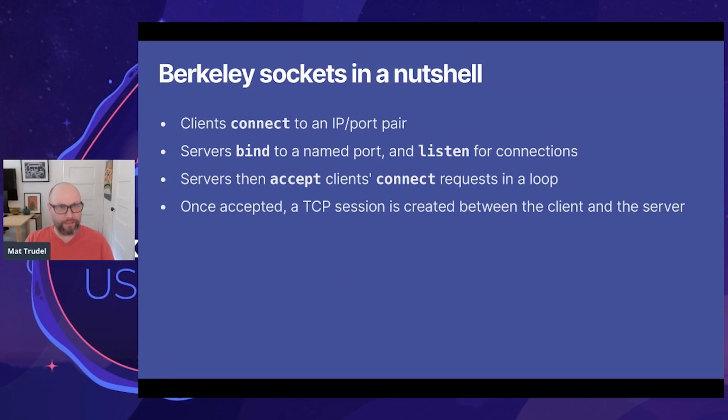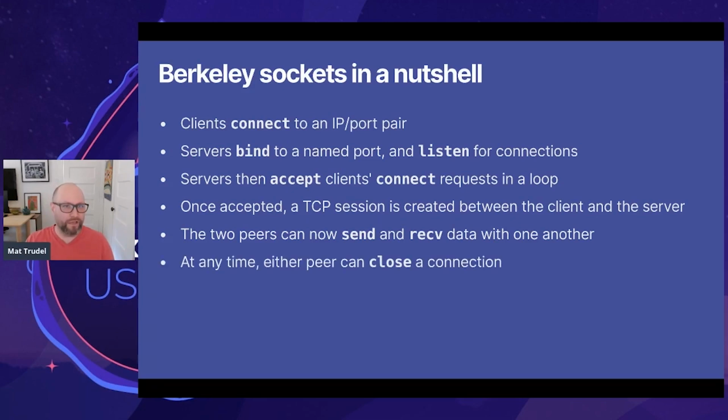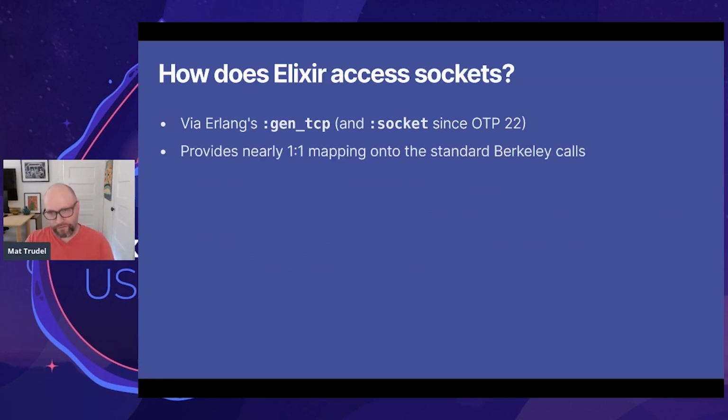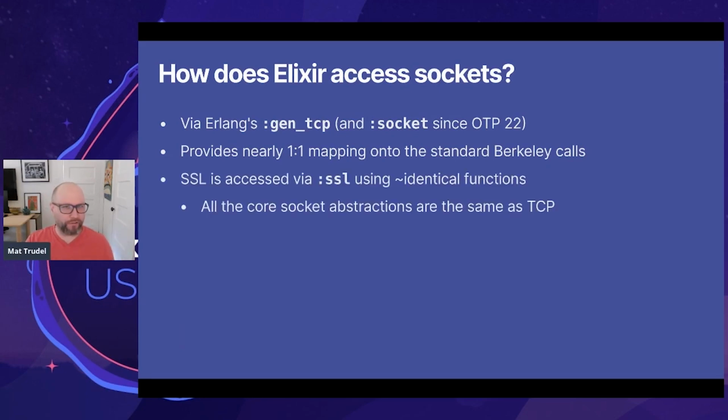Once that connection is accepted for a client, a TCP session gets created between the client and the server. The two peers can then use the send and receive functions to send data back and forth to each other. And at any time, either peer can close the connection. In Elixir, we access this using the gen_tcp module within Erlang, and the functions on that module map just about one-to-one onto the standard Berkeley calls that we just saw. SSL is accessed in a very similar manner using just about identical functions.